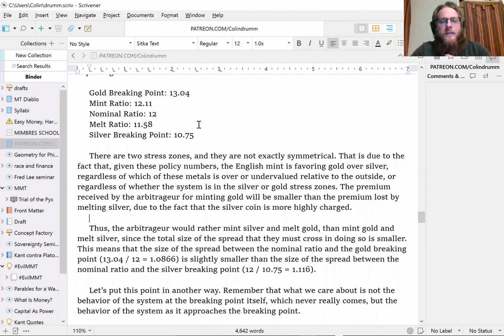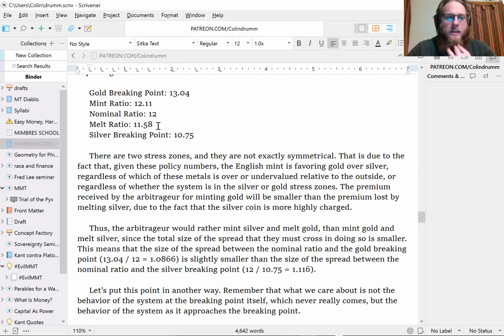So the point is that when the arbitrager is melting silver, they're taking a bigger haircut than when they melt gold. The arbitrager doesn't really want to melt silver because the silver coin is more highly charged, and it's that charge that disappears when you melt it. And so you don't want to be melting silver. You want to be melting gold.